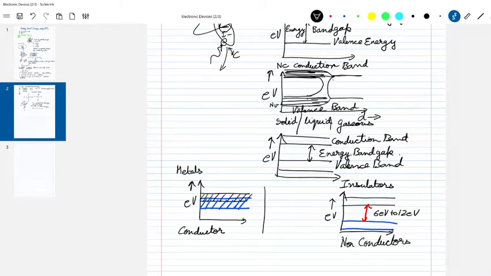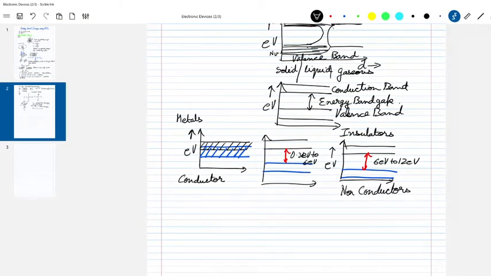Now there's something in between: the valence band and the conduction band, and the energy band gap. If this gap is of the order of, let's say, 0.3 electron volts to, let's say, 6 electron volts, there is no very distinct 6 electron volts. It can be 5 electron volts. So it's not very clear. This margin is blurred. This would be called a semiconductor.